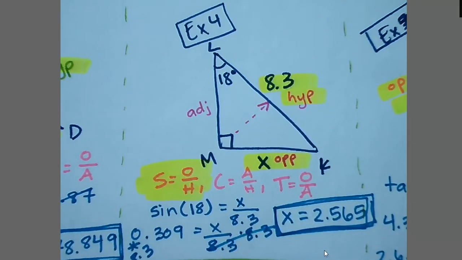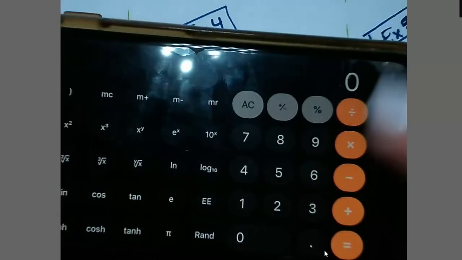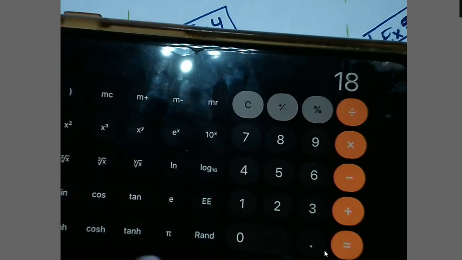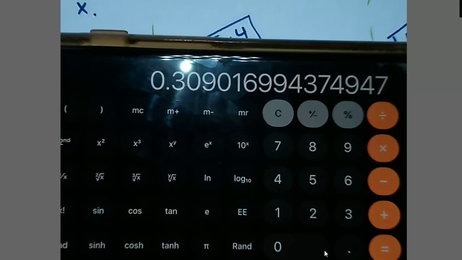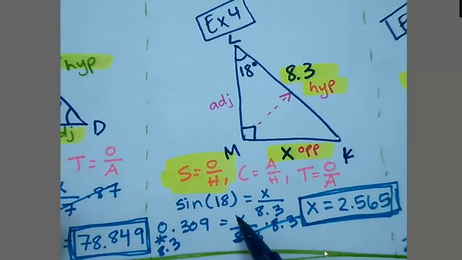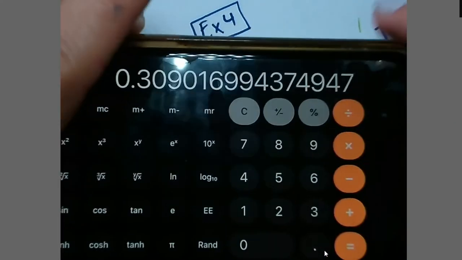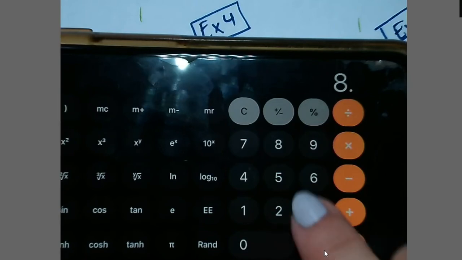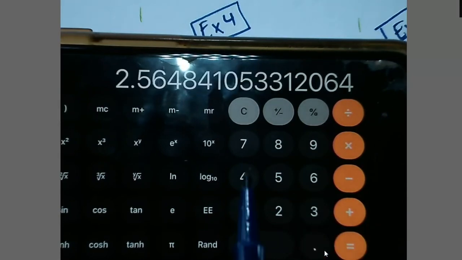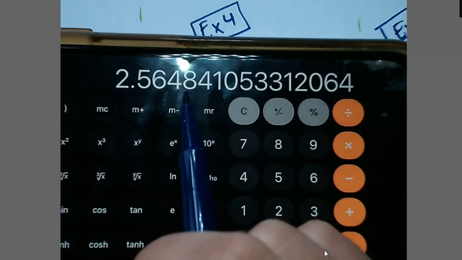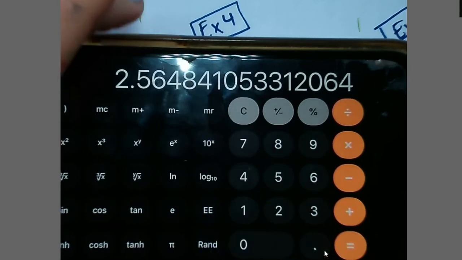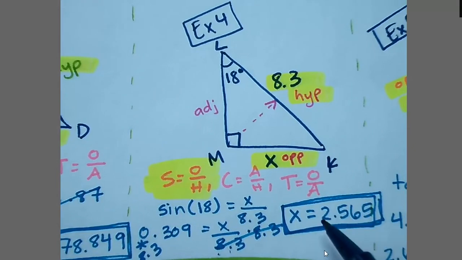Then how you do it in your calculator again, you're going to type in 18, and then you're just going to click the sine button. Okay, you're just going to click sine. So you're going to get 0.309, and this is going to equal x over 8.3. So since x is being divided by 8.3, we get rid of that by multiplying both sides by 8.3. And in your calculator, you can just do times 8.3, and that will give you the answer, 2.56, and if we're rounding it up, 0.565. So that's going to give us x equals 2.565.